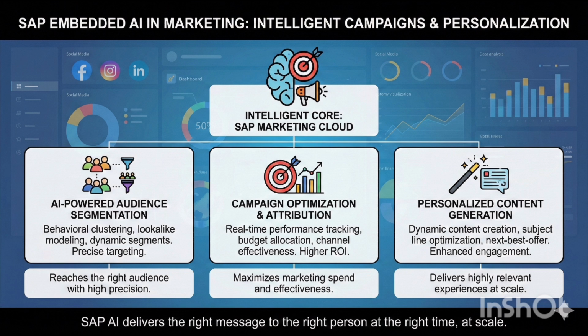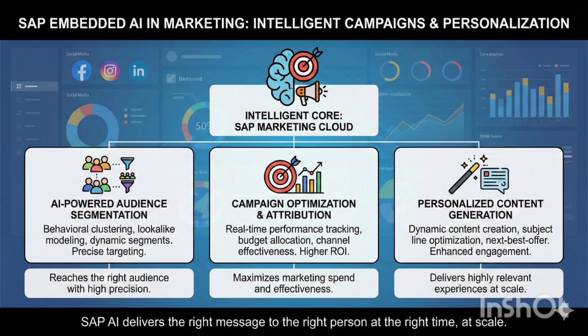Next, we have SAP embedded AI in marketing, which is being done through intelligent campaigns and personalization. The intelligent core in this case is SAP Marketing Cloud. We have AI-powered audience segmentation, campaign optimization and attribution, and personalized content generation. Behavioral clustering, look-alike modeling, dynamic segments, and precise targeting are being done to reach the right audience with high precision. Similarly, real-time performance tracking, budget allocation, channel effectiveness, and higher ROI are being done to maximize marketing spend and effectiveness.